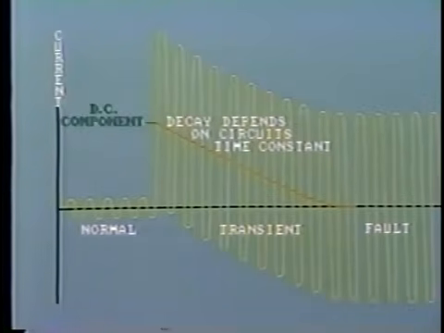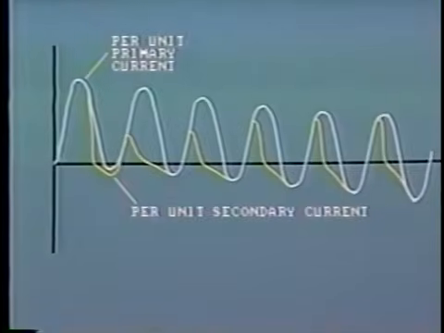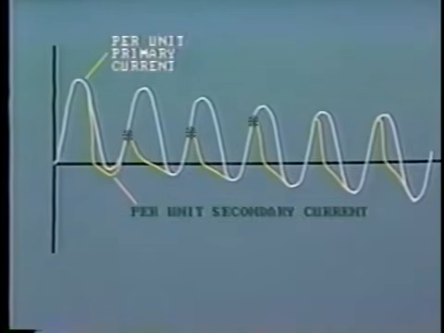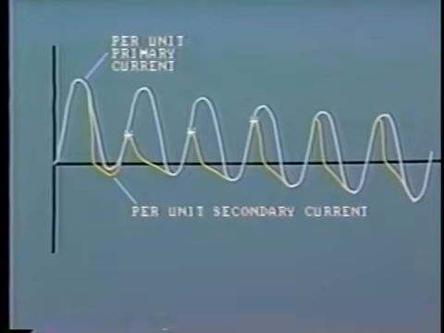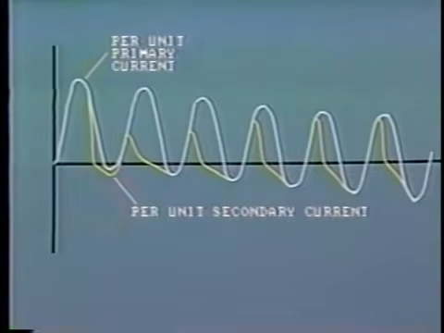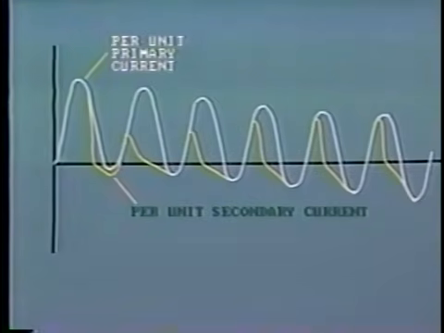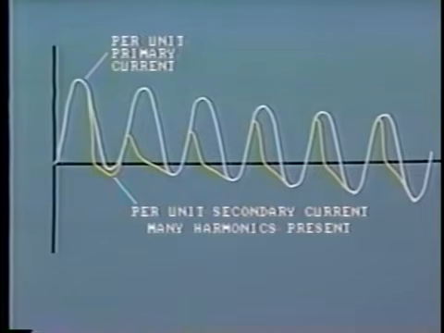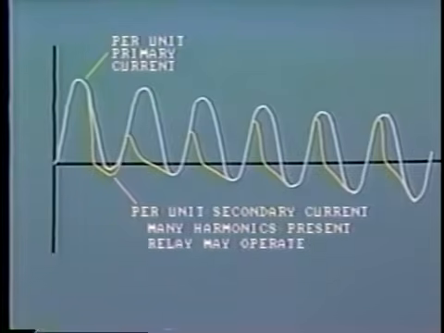Well, the DC component causes the secondary current to actually decrease for the first few cycles. And this is when the primary current may still be rising to a very high level. Also, as we can see from this curve, the secondary current sine wave is badly distorted, which means that many harmonics are present. When harmonics are present in the protection system, this increases the likelihood of inadvertent relay operation.